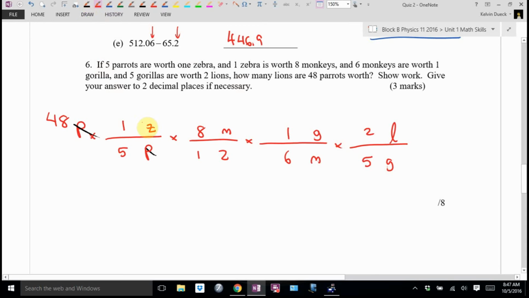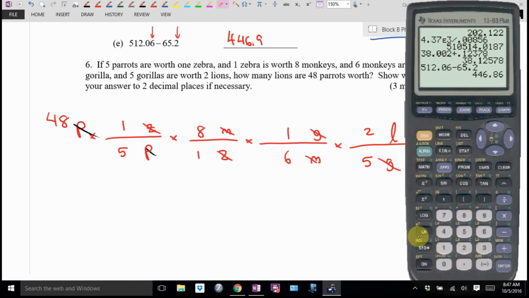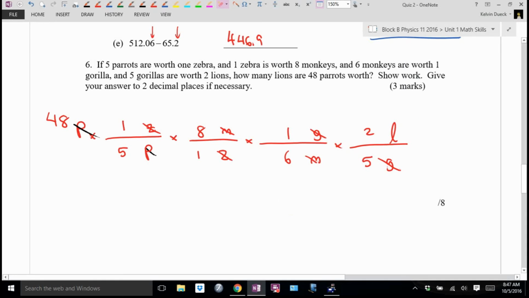And let me double check. Zebras cancels, yes. Monkeys cancels, yes. Gorillas cancels, and all I have left on the top for units is an L for lions. How many lions? Hey, this should work. I hope. 48 times 8 times 2 divided by 5 divided by 6 divided by 5. Do you get 5.12? Which I realize doesn't make sense because how would you have 5.12 lions? But I was just making up numbers.